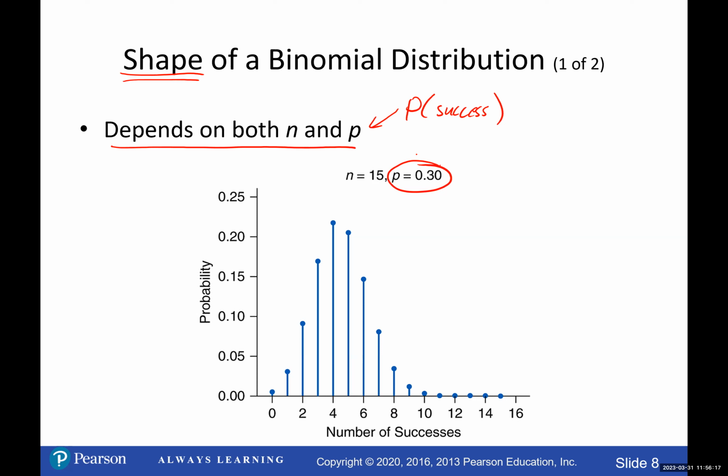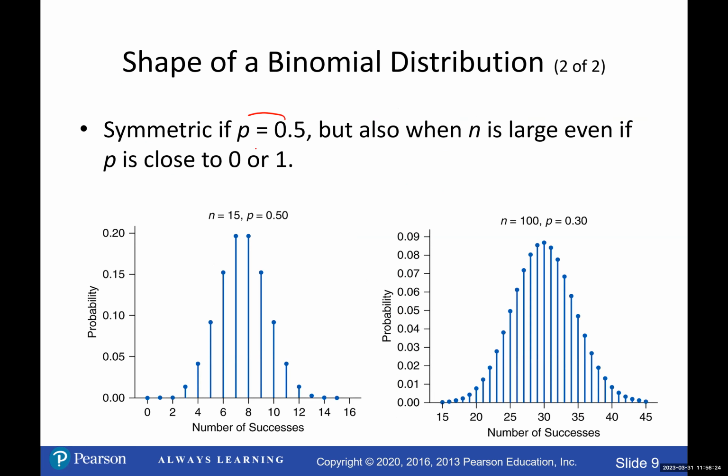So how can we have a symmetric shape? Think about when p equals 0.5, or when n is large. Even if p is close to 0 or 1, it's still going to be symmetric. So there are two cases. The first case is when p equals 0.5, you have symmetric, right? The second case is I don't really care about p, but n is pretty large, like hundreds, and then I'm still going to have a symmetric shape. Okay.